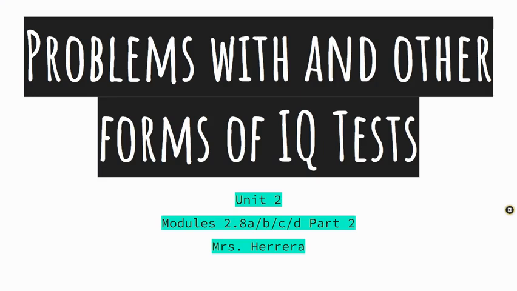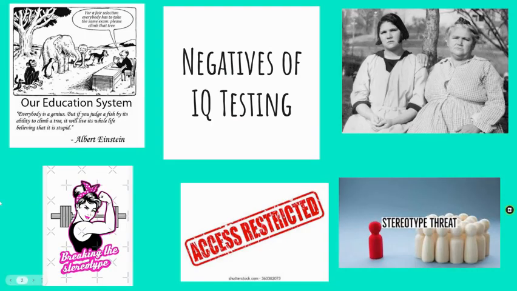IQ score means. Today's video lecture, we are going to focus on what are some problems that we have with intelligence tests. What are other forms or ways to measure intelligence or other definitions of intelligence? And then finally, is intelligence kind of the only thing that matters towards your success? So we are going to start with what are some of the negatives of IQ testing?